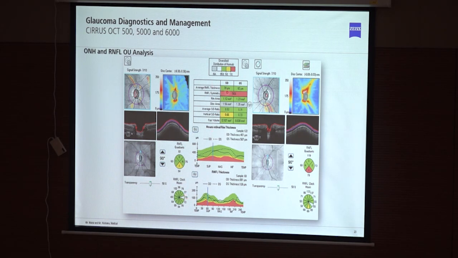And these are the different parameters that the OCT captured, like the RNFL thickness of the right and the left eye and the symmetry between the right and the left. If there is a dissimilarity between the right and the left eye in the RNFL, then the patient may be glaucomatous. And this is the deviation curve.